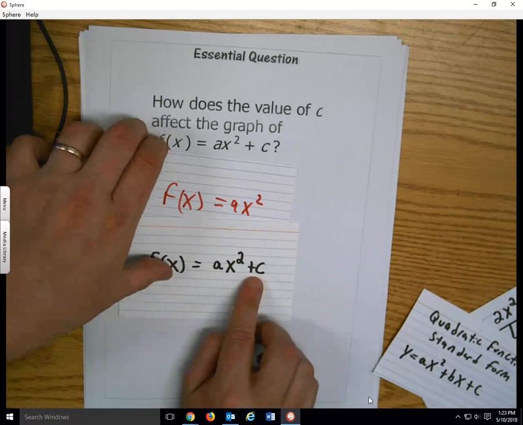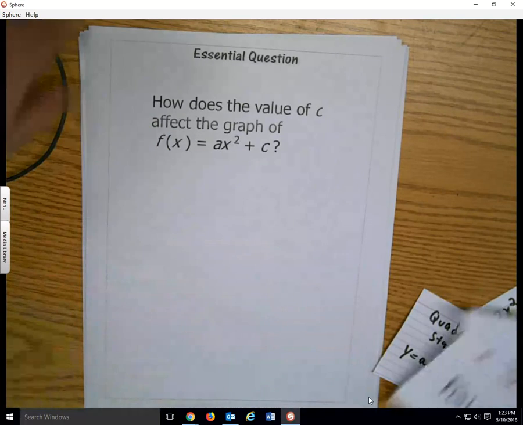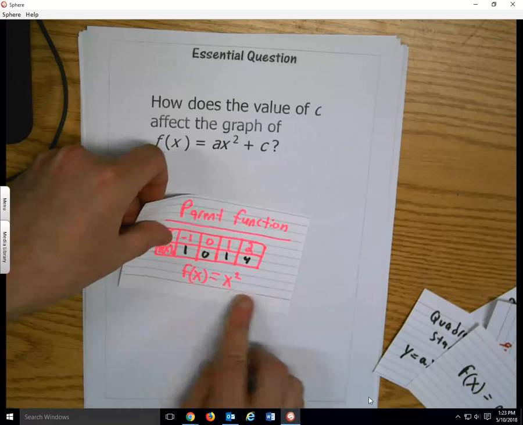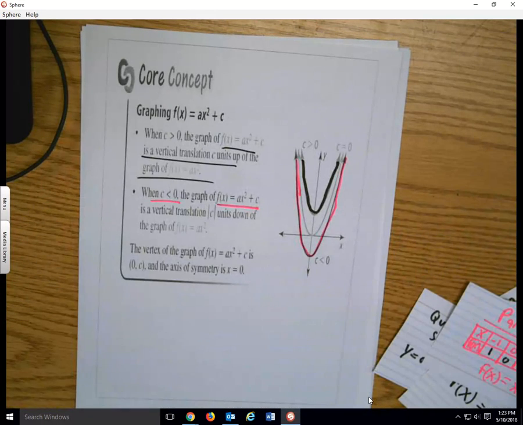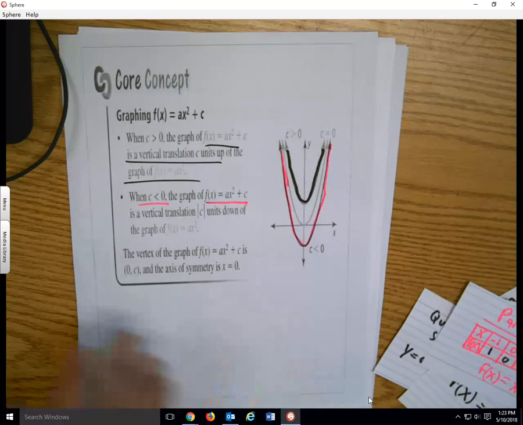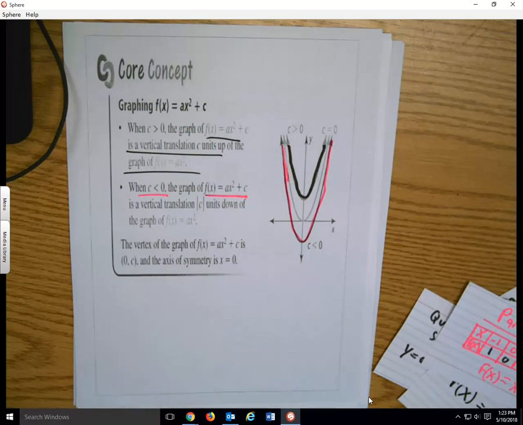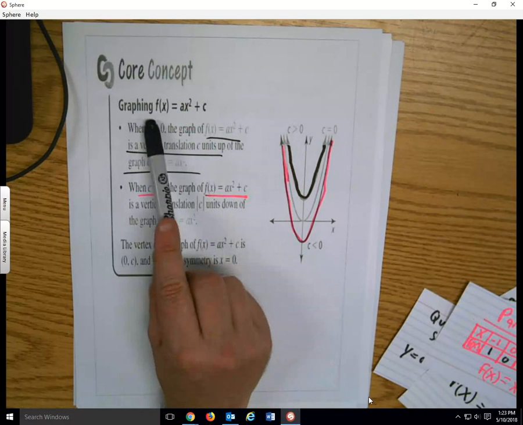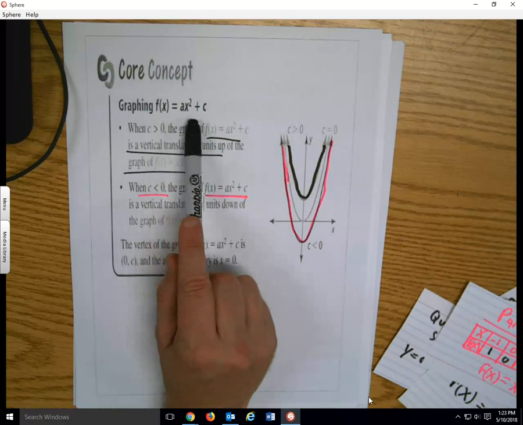So how does this c influence the parent function? If you want to follow along in the textbooks, you can. It's on page 426. This is a little hard to read. I do my best, but it's a little hard to read. But I just took it from there. And again, it's just that new thing we're learning how to graph when you have a c at the end.